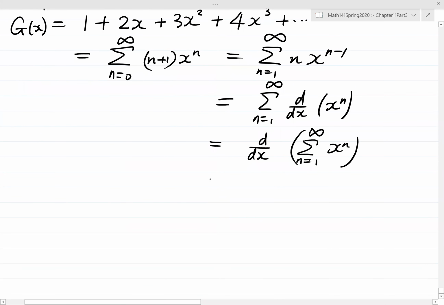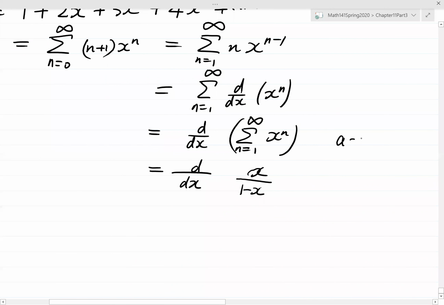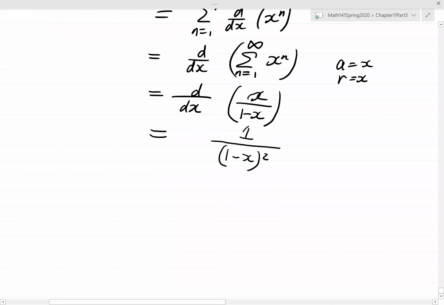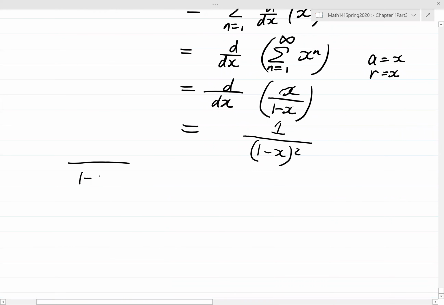In this course, this will be d/dx. Use the summation formula for a geometric series. The first term a is x, and r is x. So you write down the sum of the series, and then by algebra, you differentiate it, and then you get the result. Okay. So we get the generating function.